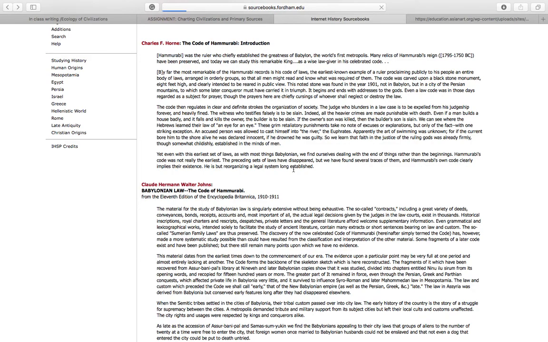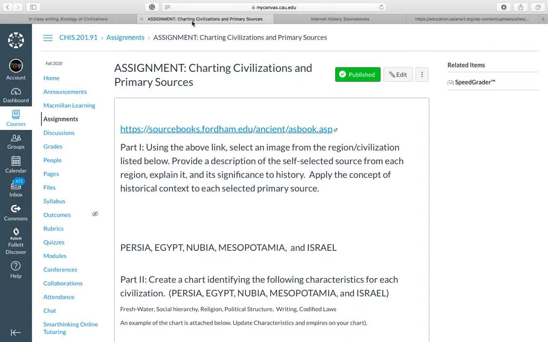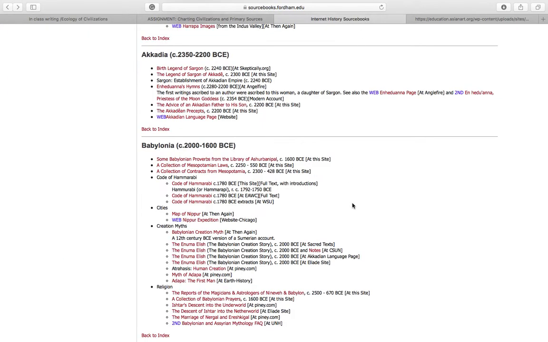So you are going to pick a primary source from each of these places. Tell me what you picked, what it's about, and put an explanation of the context, right? And you can think about the context as similar to a setting. When does it take place? Where? What are the particular details involved? You want to provide a primary source using this sourcebook for each of these empires. So that's the first part.